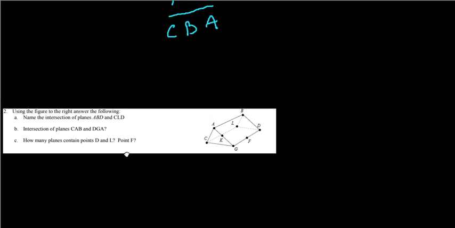Alright, number 2, using the figure to the right, answer the following. Name the intersection of plane ABD and plane CLD. By the looks of it, the plane is going to be plane ABDG, and CLD. The intersection of the plane ABD and CLD is going downward, and if it keeps going downward, this one looks like a flat plane, so it intersects at a line. So we could name it line GFD.